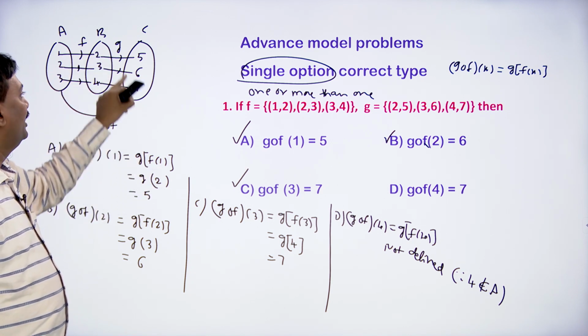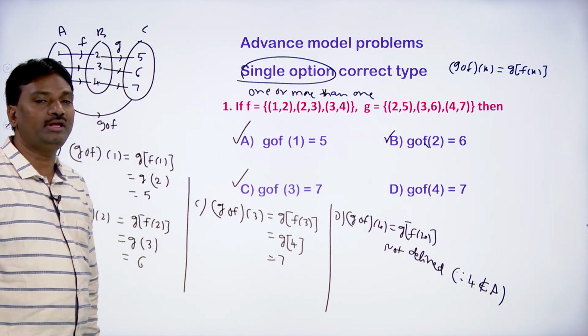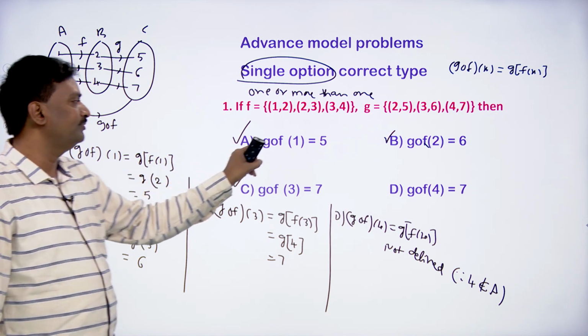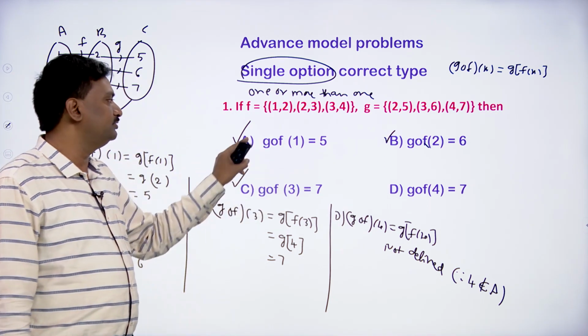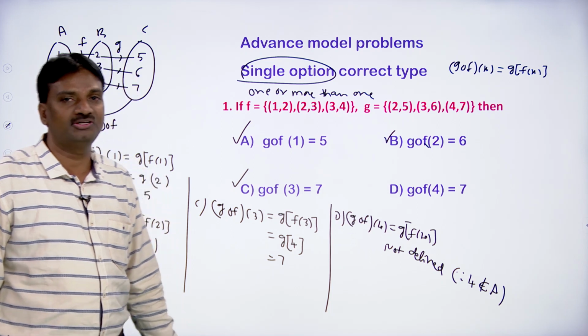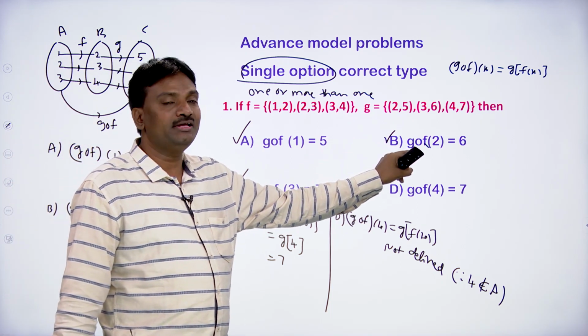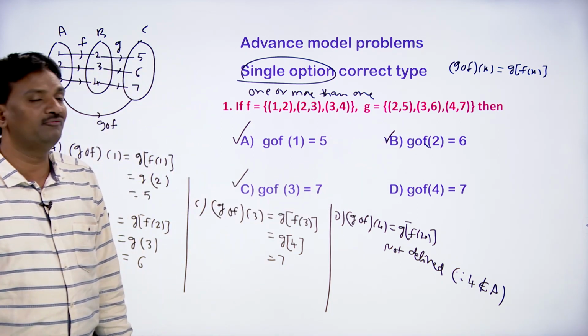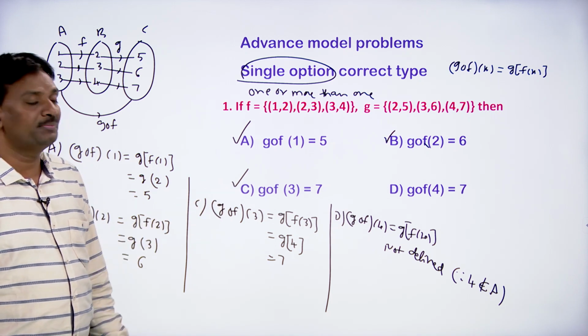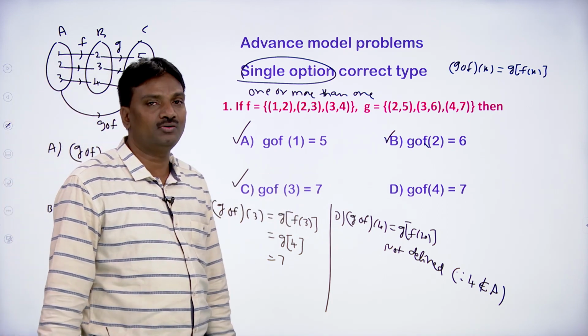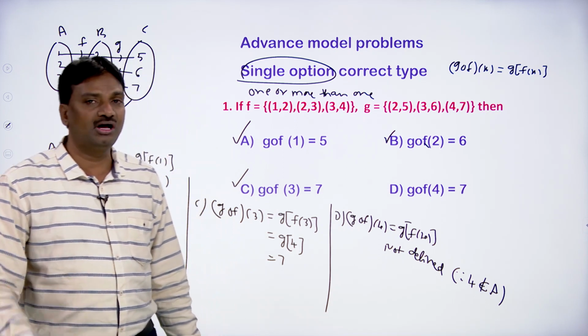So G of 2. With respect to G, the image of 2 is 5. So G of 2 can be written as 5. With respect to option A, we have G circle f of 1 equal to 5. So option A is correct. So similarly, by taking option B, we will get G circle f of 2 equal to 6. By taking option C, you will get G circle f of 3 equal to 7. Options A, B, C are correct.